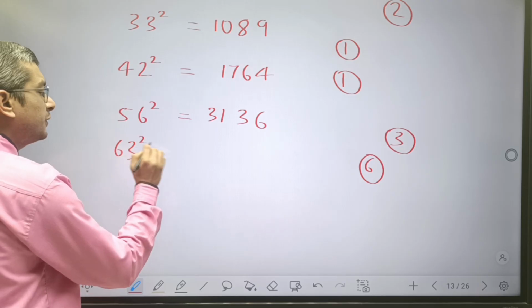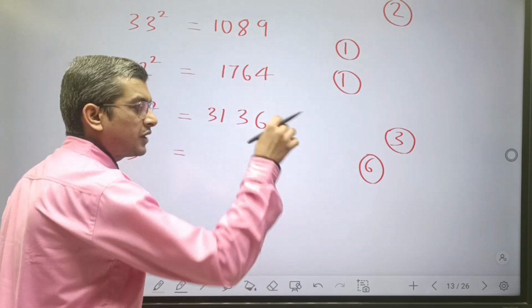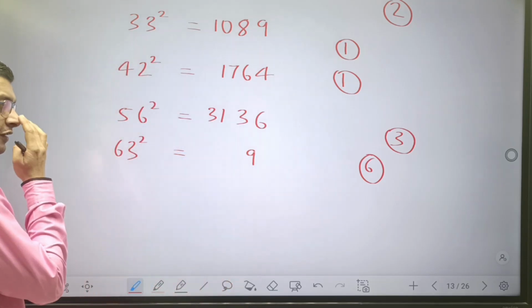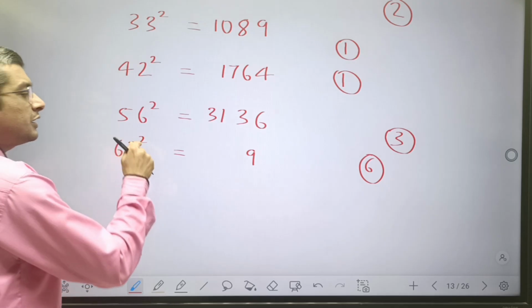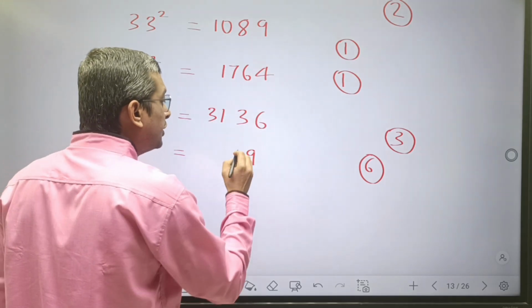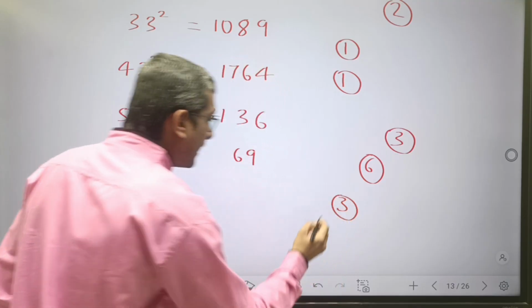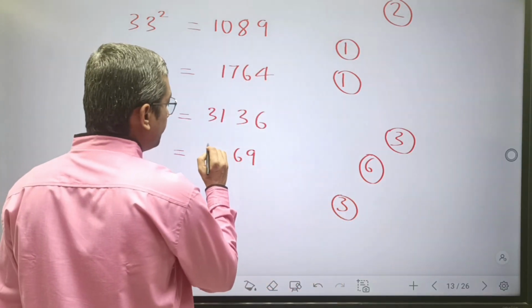Suppose 63 square, 3 square. So first we have to prepare the unit place of the answer, that is 3 square is 9. No carry in this case. Second step, 6 into 3, 18, 18 twice is 36. Write unit place, that is 6, carry 3. Add this 3 to the square of the 6, that is 6 square is 36 plus 3, 39.